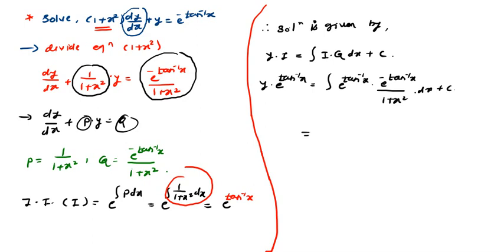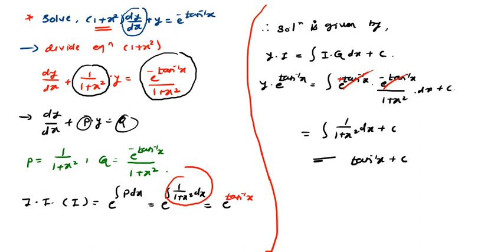Now this e has a positive power here and a negative power there, so both will get cancelled. So what remains? This will be integration of 1 upon 1 plus x square dx plus c, and the integration of 1 upon 1 plus x square is nothing but tan inverse of x plus c.